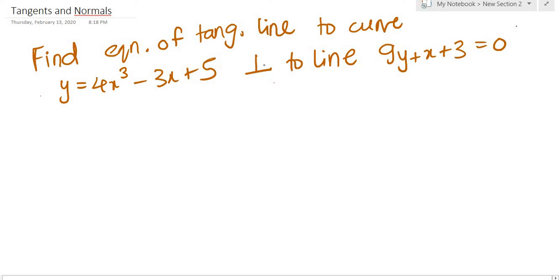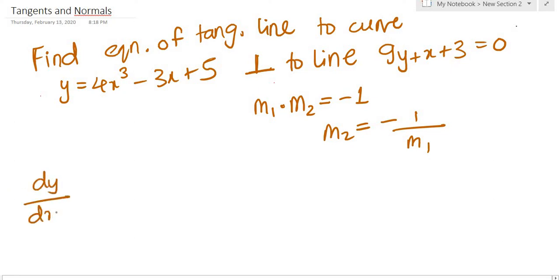Now we all know the perpendicularity condition, right? You have two lines whose slopes are m1 and m2. The product should be equal to -1, or you can just say that m2 is equal to -1 over m1. So you flip m1 and add a negative sign as we discussed before. So we can go ahead and find dy over dx. We don't know the x and y coordinates at which to find the tangent line. We have to find that. So dy over dx, we differentiate this, is 12x squared minus 3. Fair enough.